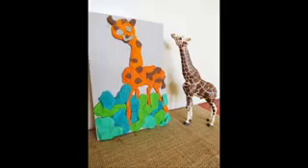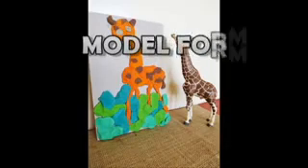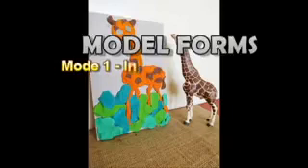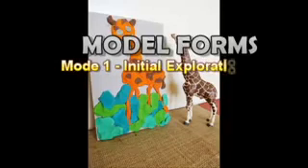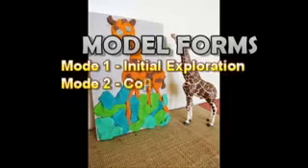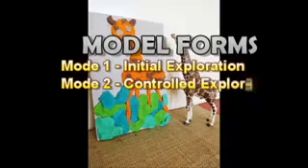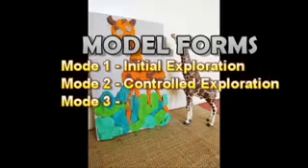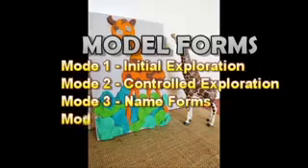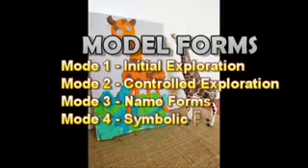The development of model forms. Here is a table of the development of model forms. Mode 1, initial exploration. Child's behavior: manipulates materials using all the senses, uses large motions of arms and hands. Number 2, controlled exploration. Begins to make basic forms, worms, pancakes, and balls. Uses palms and fingers. Number 3, named forms.